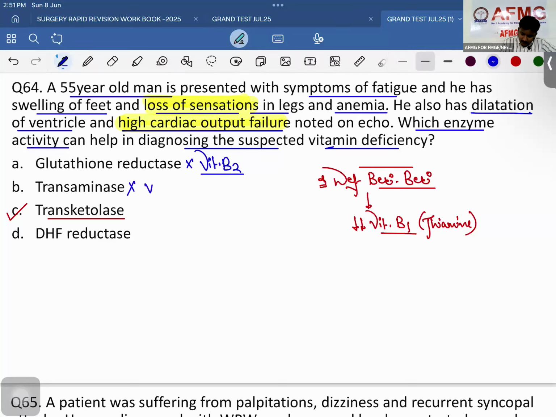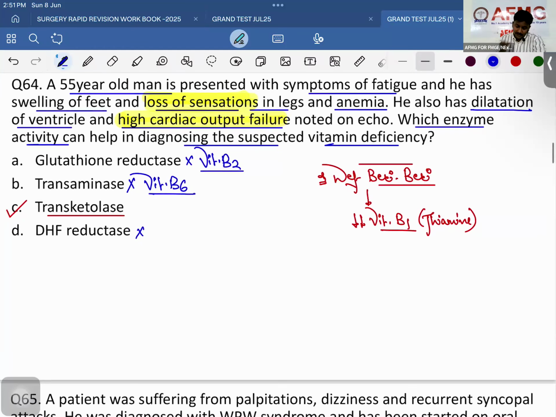Transaminase activity we will check for vitamin B6 deficiency. Transaminase activity we check for vitamin B6, that is pyridoxine deficiency, beta. Okay. Dihydrofolate reductase activity we check for, if you want to, you can check it for B12 deficiency. Reason, B12 is basically responsible for activation of folic acid, and this dihydrofolate reductase enzyme is dependent on vitamin B12, beta, for its action. Hopefully clear to all of you.